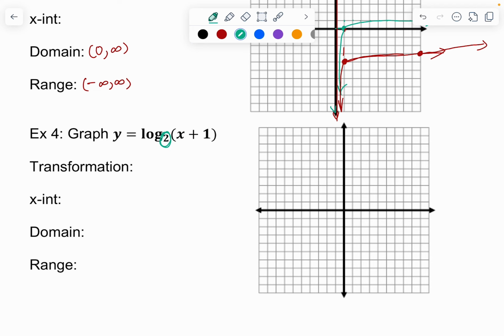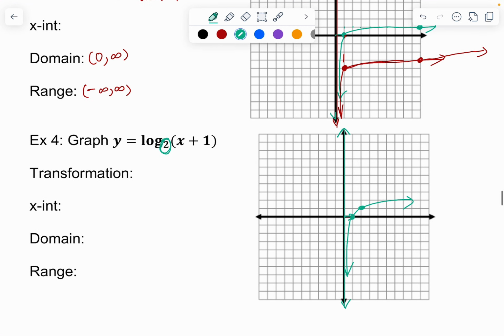So here we're working with base 2, and so default setting is vertical asymptote at x equals 0, 1 away, and then our base is 2, so our next good point is 2 away. Up to the right, down towards the asymptote. And so now when I shift this function left 1, the vertical asymptote does move. It's now at negative 1.